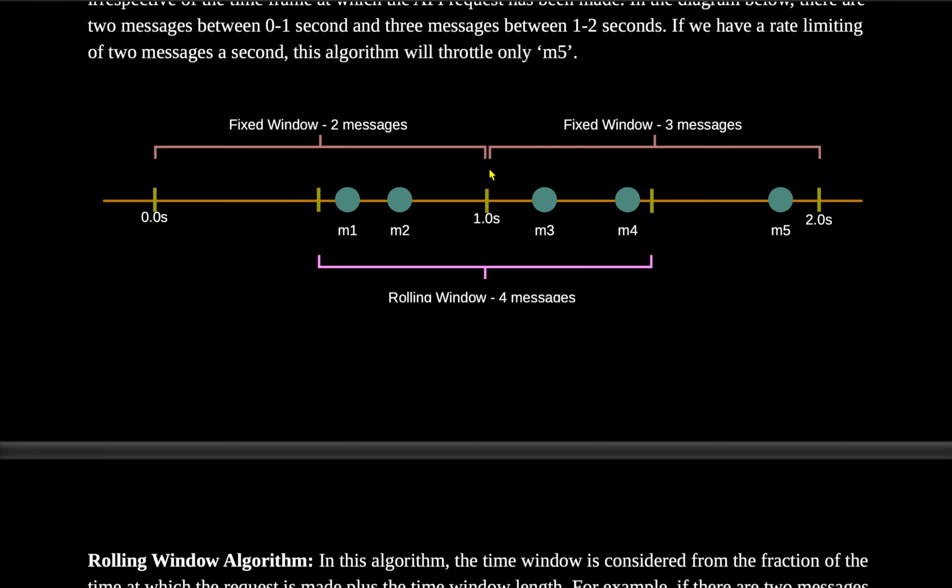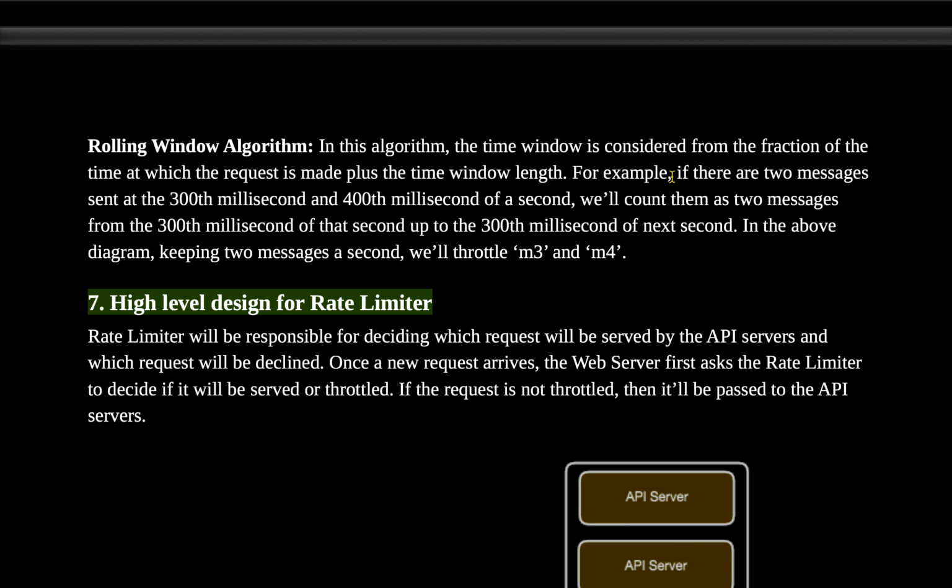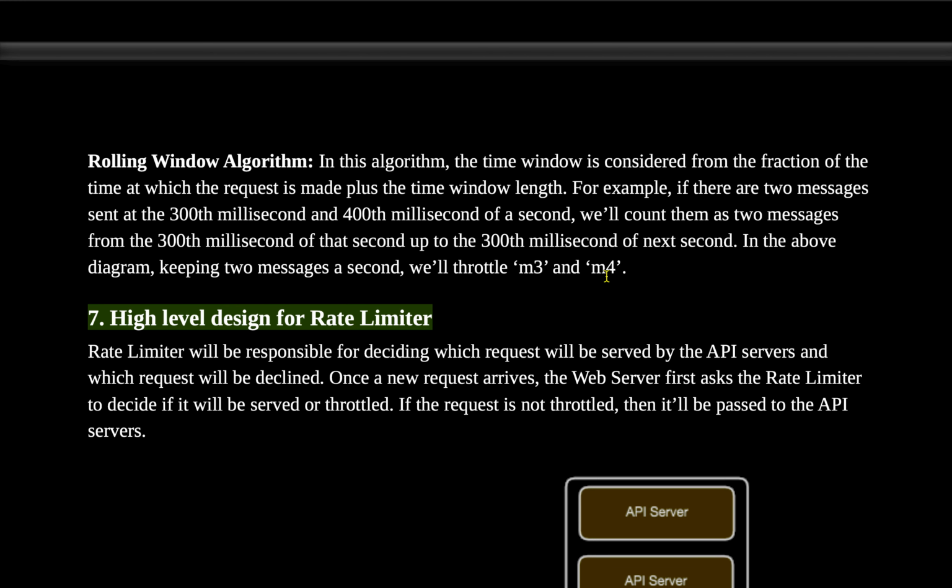We don't have a diagram over here, but I'll try to explain this one. If there are two messages sent at the 300th millisecond and 400th millisecond of a second, we will count them as two messages from the 300th millisecond of the second up to the 300th millisecond of the next second. In the above diagram, keeping the limit at two messages in a second will throttle both M3 and M4.